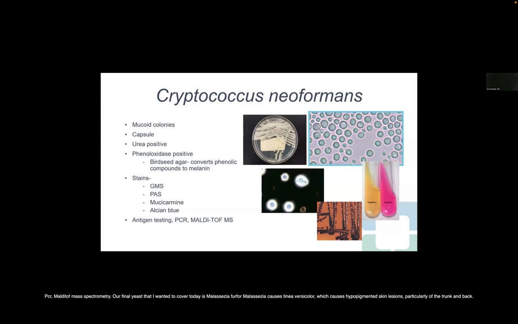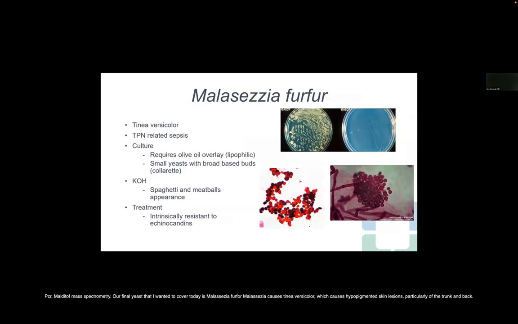Our final yeast that I wanted to cover today is Malassezia furfur. Malassezia causes tinea versicolor, which causes hypopigmented skin lesions, particularly of the trunk and back. It can also be associated with TPN-related sepsis in neonates due to the high lipid content of the TPN.